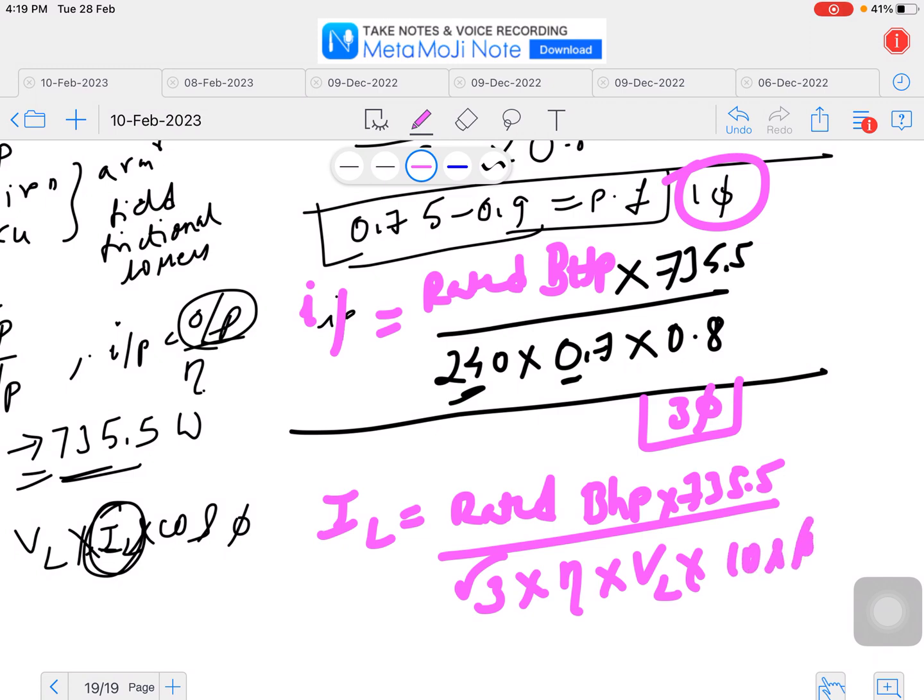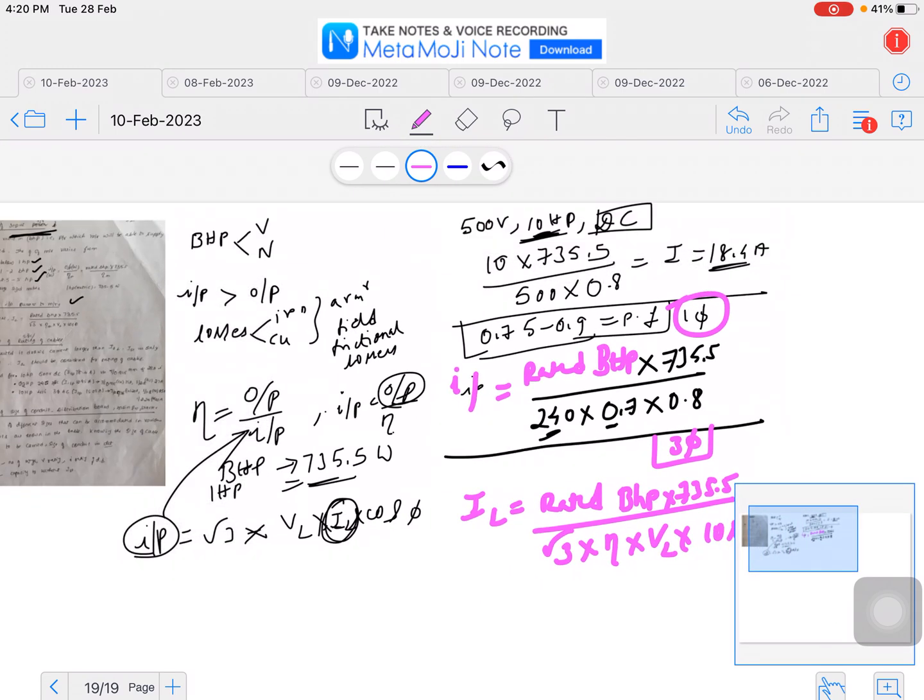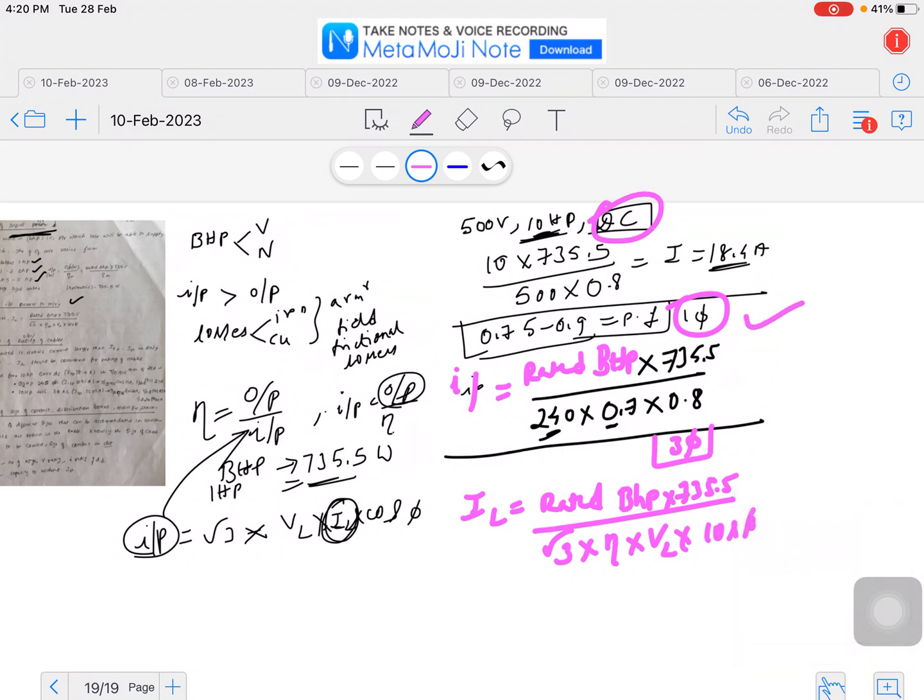Using these formulas, whether it is a DC motor, a single phase motor or a three phase motor, the formula keeps changing. This is how you determine the input current to the motor. Now, how do we determine the rating of the cable?